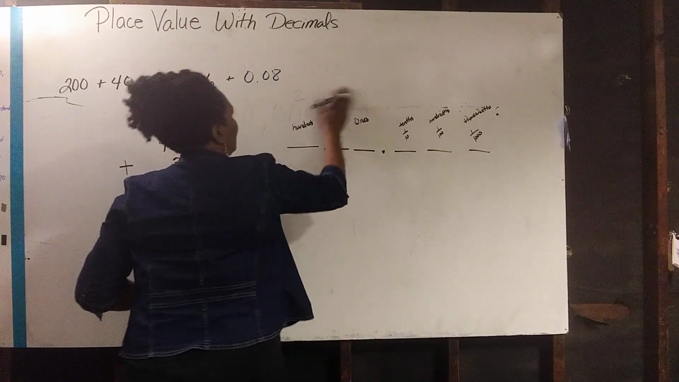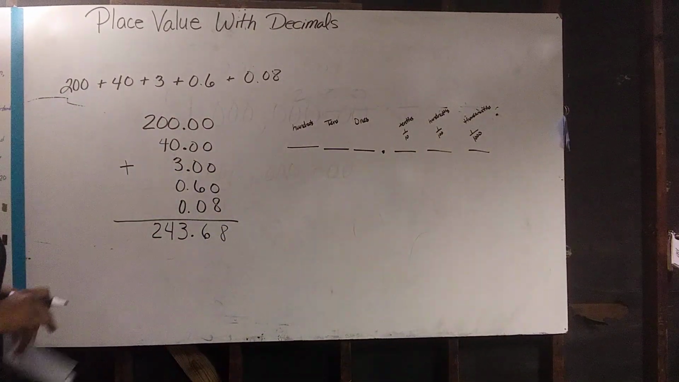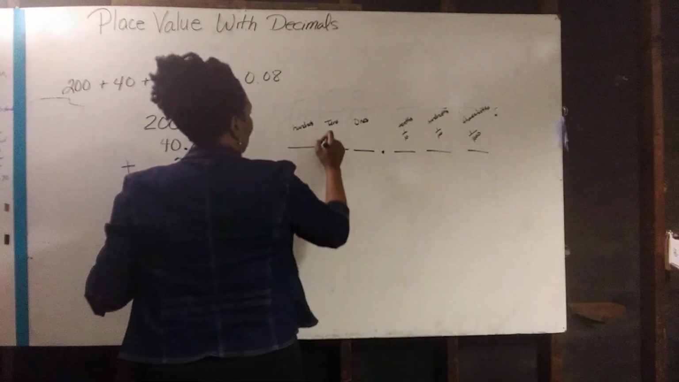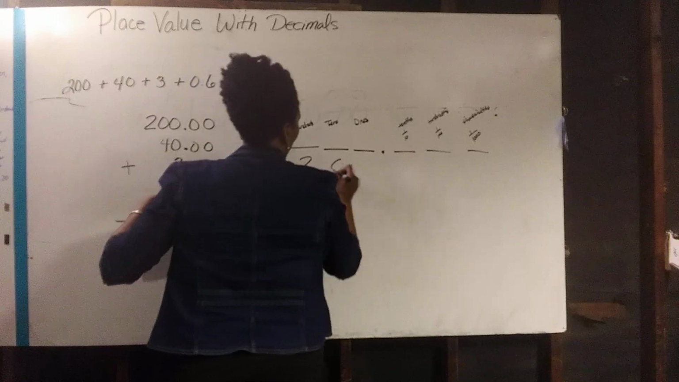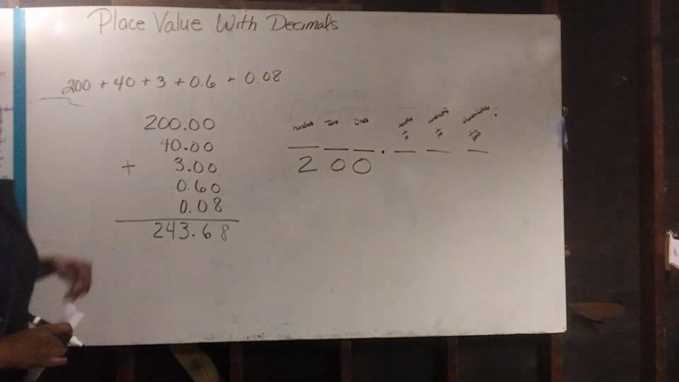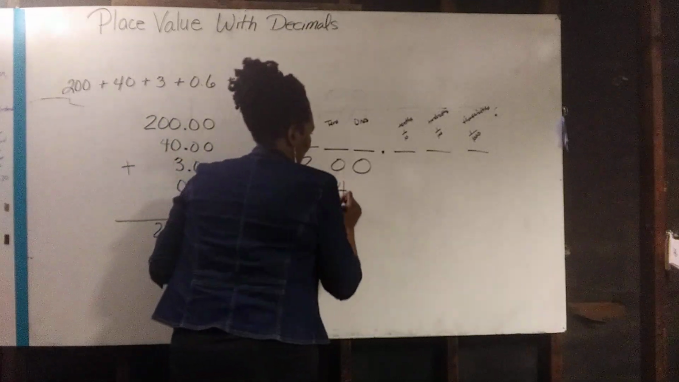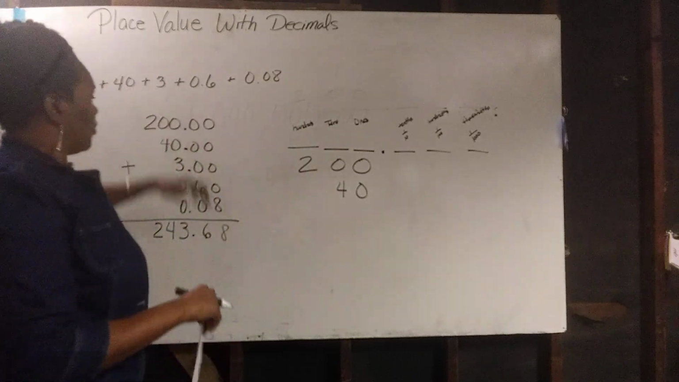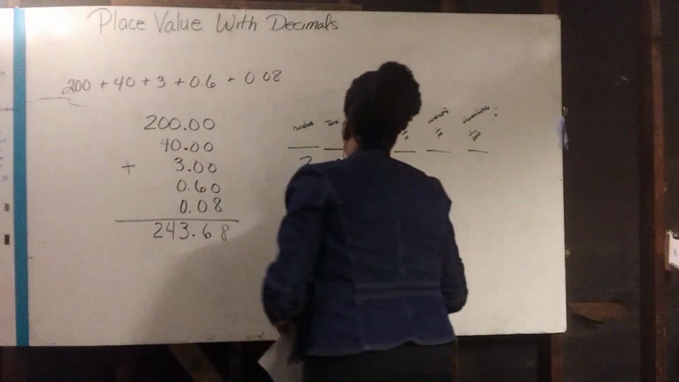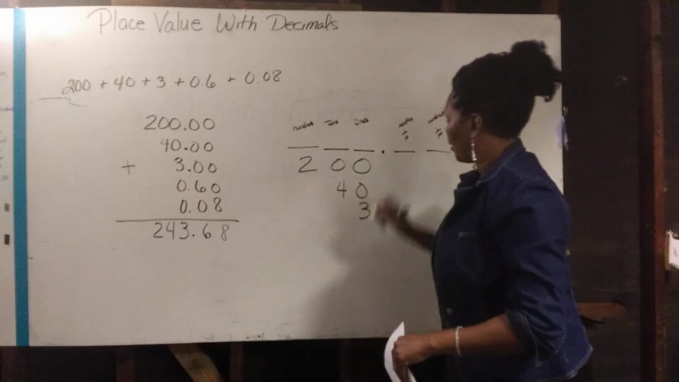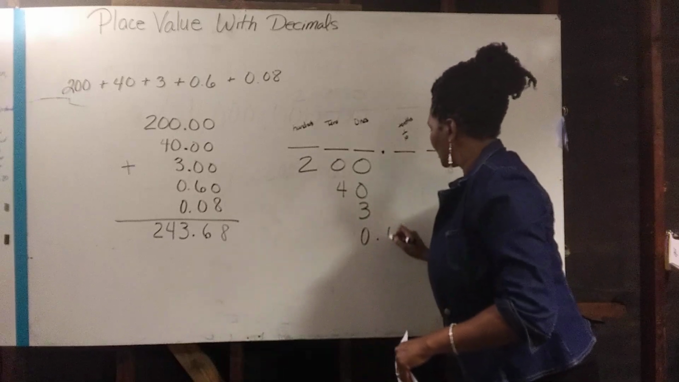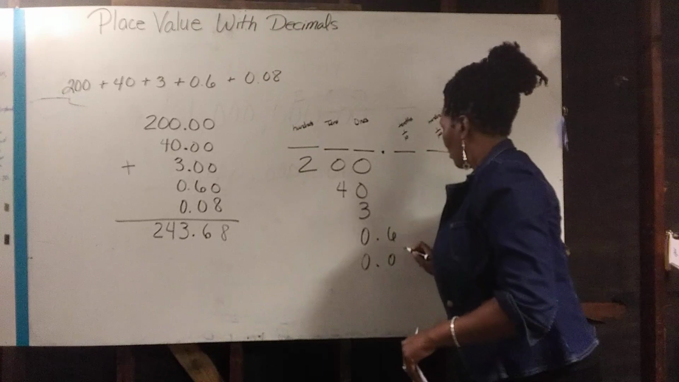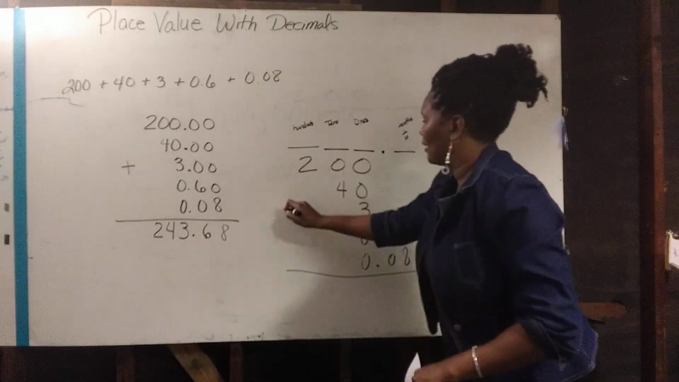So, if you got confused, you could make a place value chart if you wanted to. And you can say, oh, I got the number 200. Okay? I got the number 40, because 40 is only a tens and a 1. I got the number 3. Okay? I got the number 0.6. I got the number 0.08. And you can add them like this.